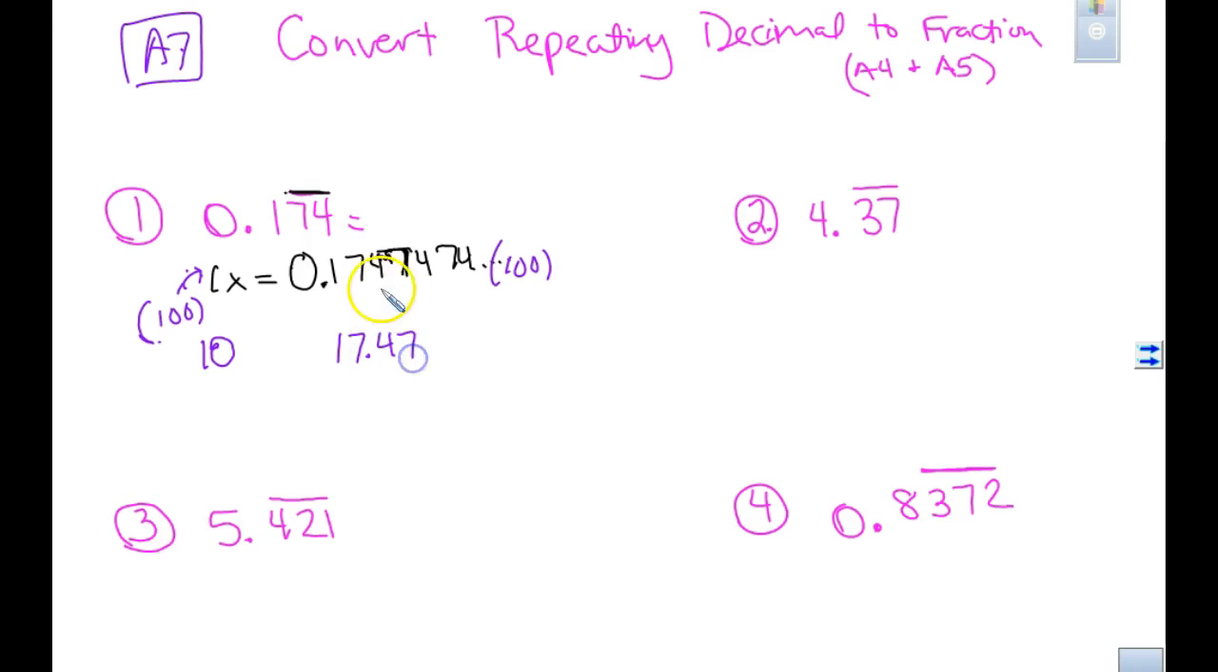17.47. So I have 2 places, right? Because I'm moving it 100, 2 places. So it's 17.4747. And I'm going to stop with the 4, right? Because I don't want to end with the 7, because what repeated was 747474. Does that make sense? Okay. And then over here, I'm going to have 100x was equal to that. And right below, Traylon, what am I going to put? What am I subtracting?